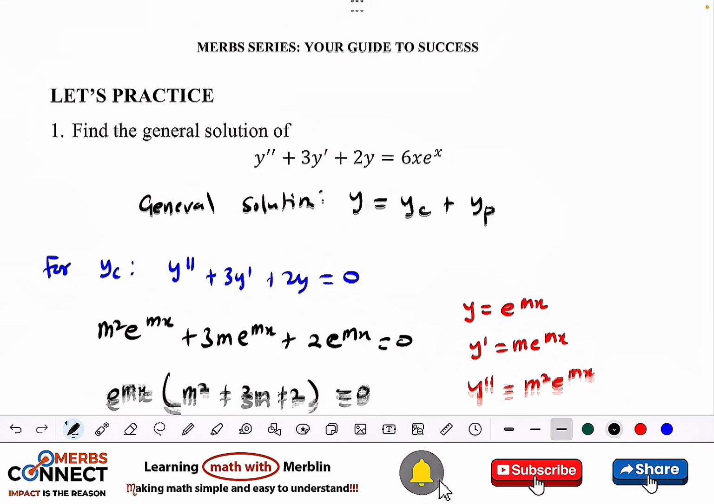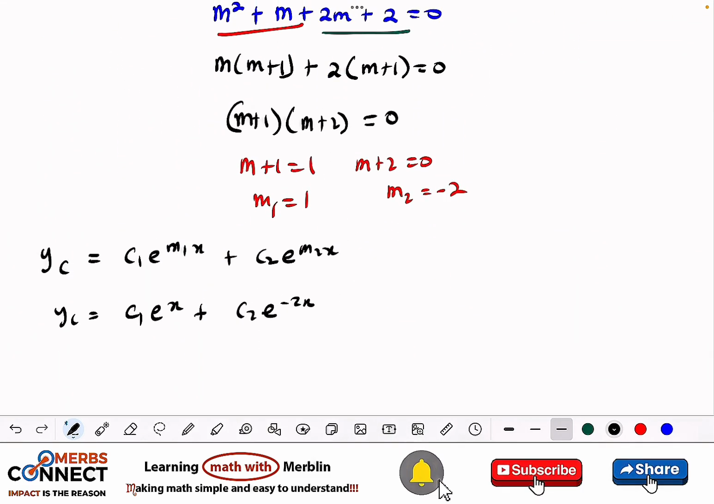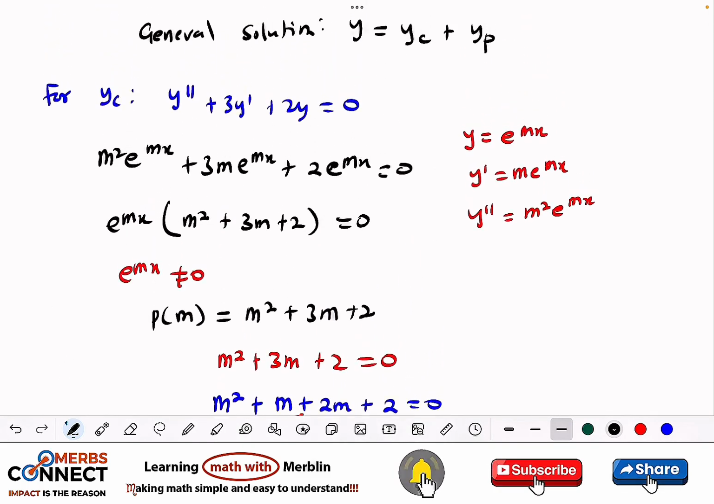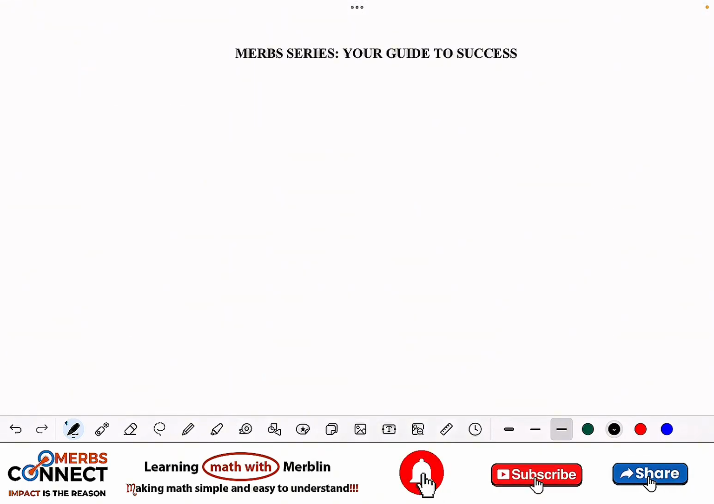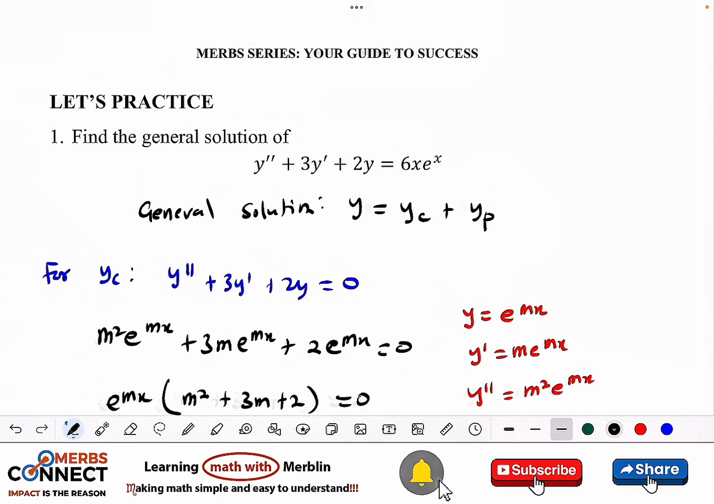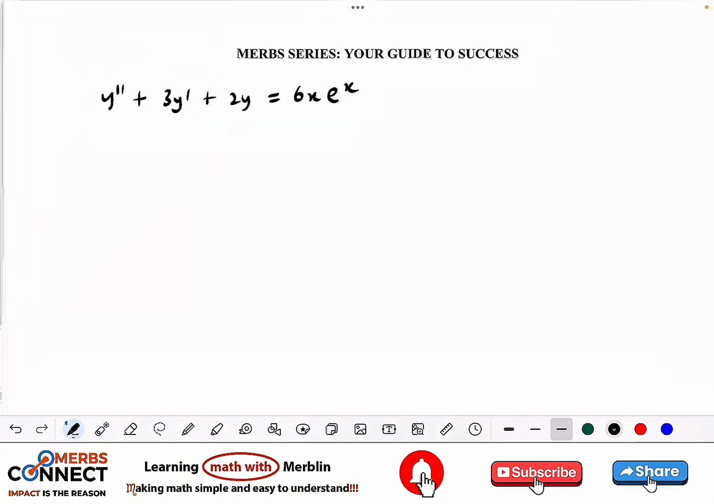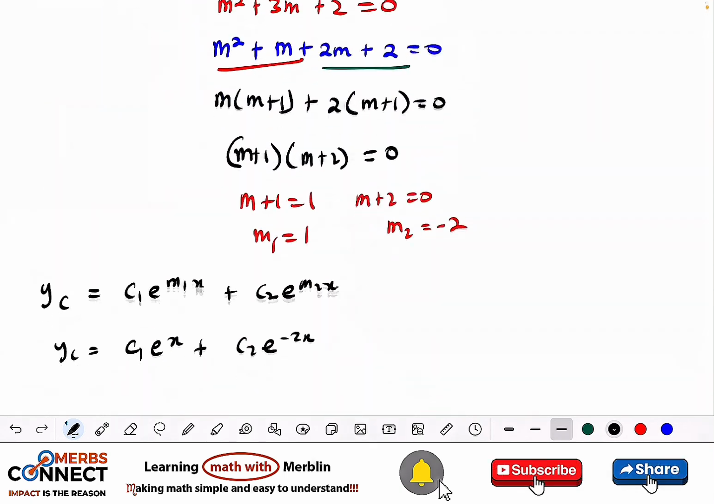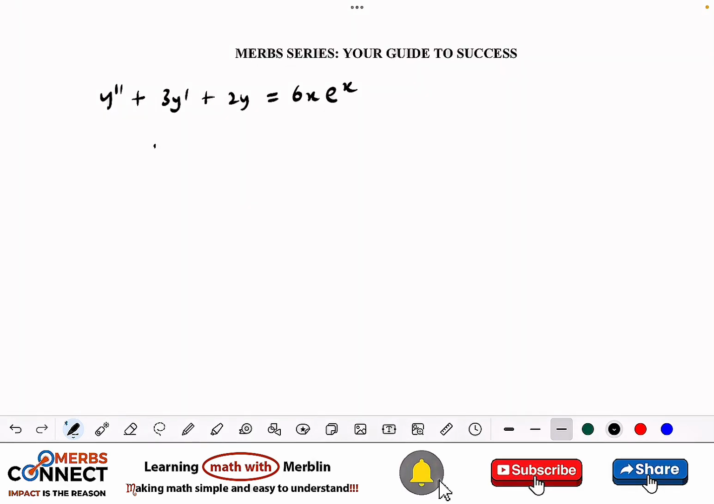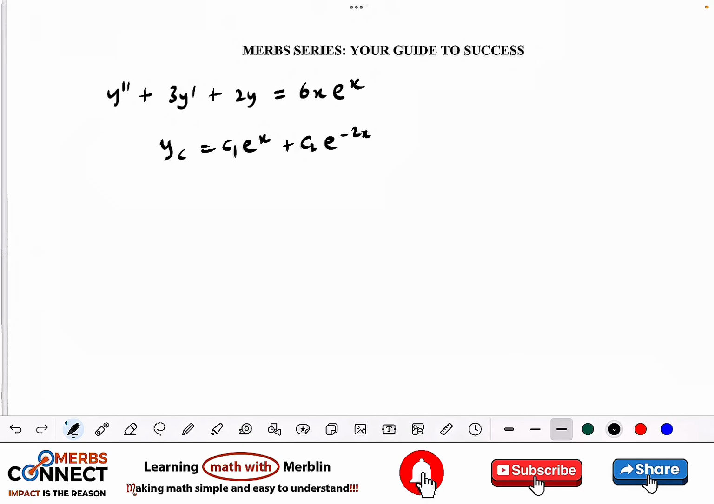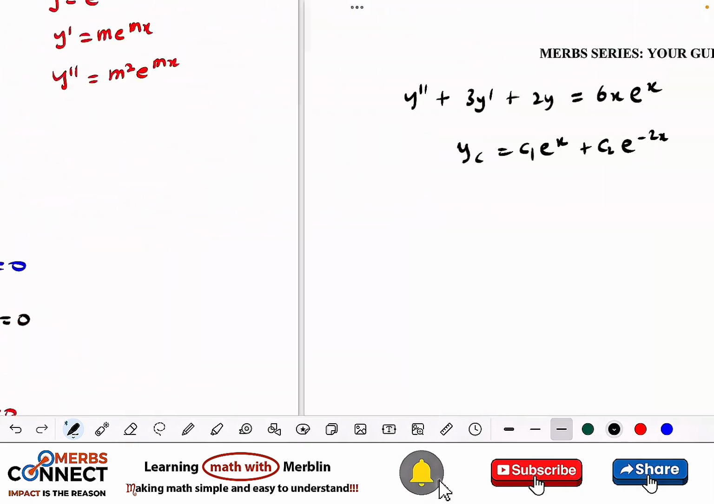The next thing that we want to do is find the particular solution. Let me write the equation here so that we can put them together. y prime prime plus 3y prime plus 2y is equal to 6x e to the power x. Is that right? Good. And then our complementary solution is yc is equal to c1 e to the power x plus c2 e to the power minus 2x. I think that's right. Good.